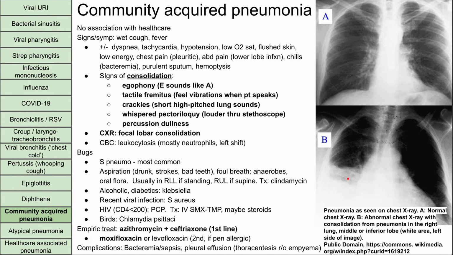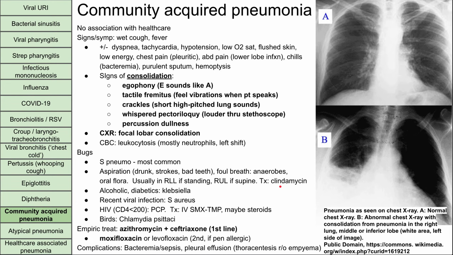That being said, there are a number of associations that are worth knowing. So in people that are at risk for aspiration pneumonia, this is drunks, people that have had strokes, so they're not able to swallow their saliva. If they just had a stroke, people with bad teeth and foul breath, you might suspect anaerobes. You might suspect a pneumonia with oral flora. If these patients are standing when this happened, the lobar pneumonia will be in the right lower lobe. If they were supine, like a drunk passed out on his back, you might expect a right upper lobe pneumonia.